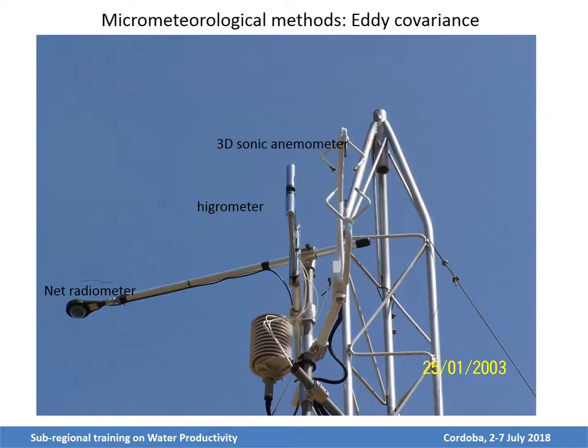A closer look at one system for eddy covariance is here. We have the net radiometer. This is a krypton hygrometer for measuring variations in water vapor concentration. Here we have a sonic anemometer, and here we have the housing where we have a sensor for measuring air temperature and air humidity.